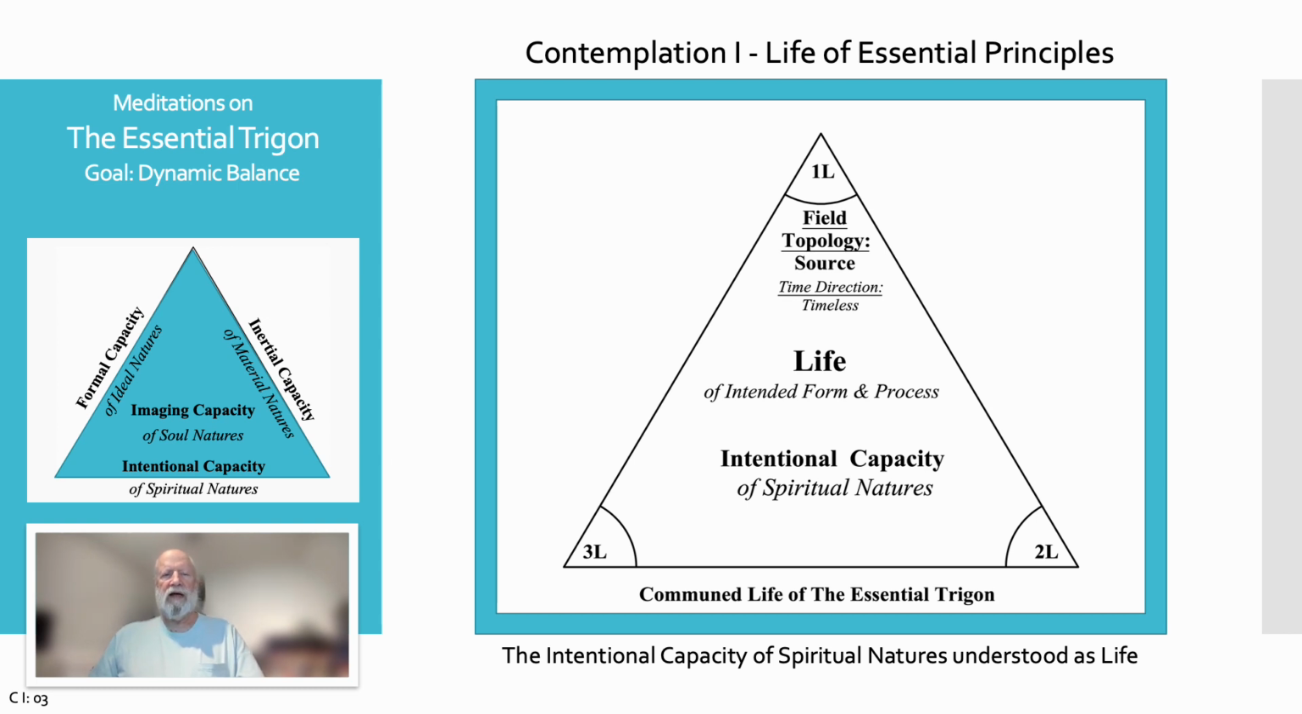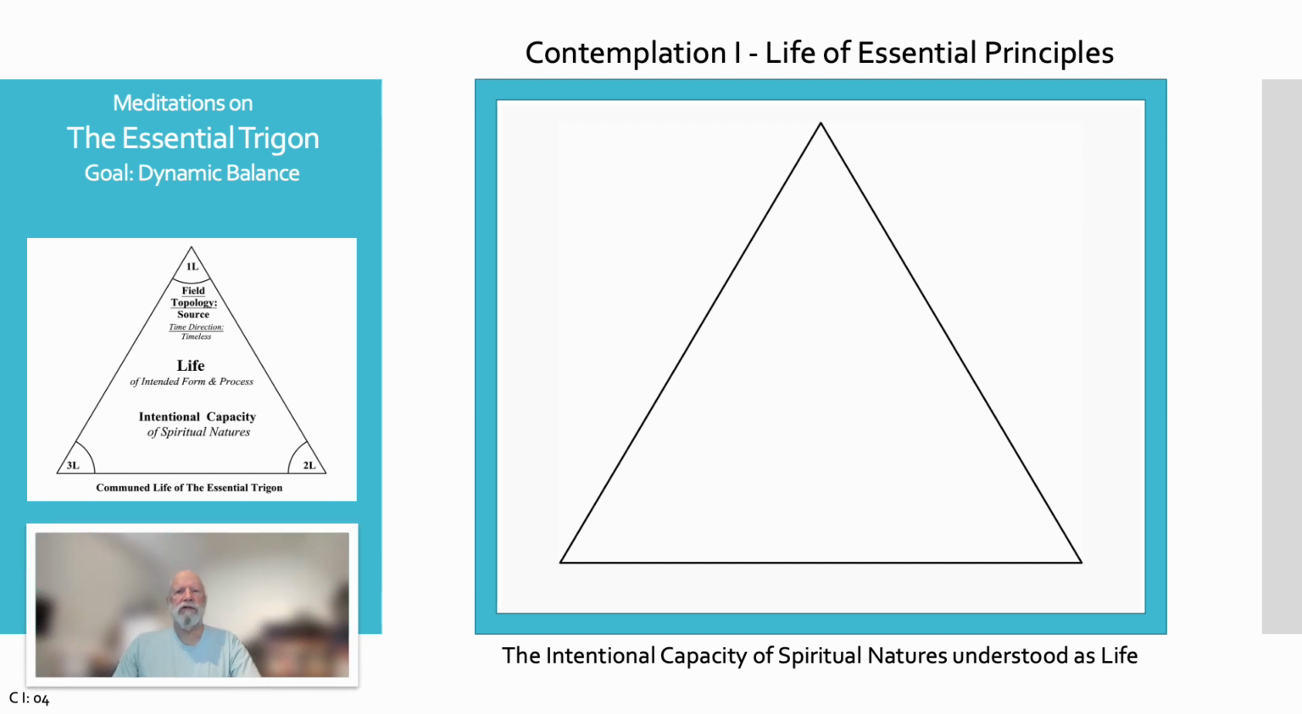Thus, life, as an intentional capacity of spiritual nature, may be viewed as a boundary condition to a subset field of living forms and processes at one scale, and a discrete expression of the imaging capacity of the soul nature within the larger scale on the other. Think of the cells and microbiome of the human body on the one hand, and the interaction of that soul within the community and environment on the other.